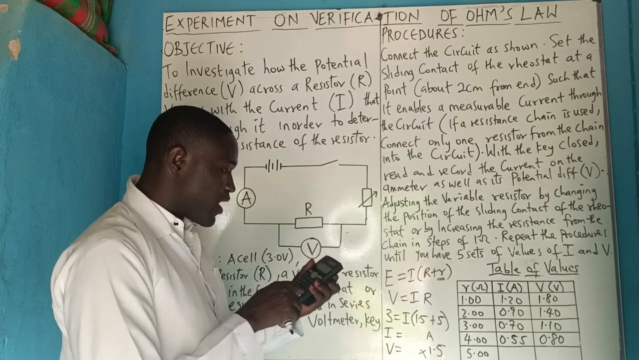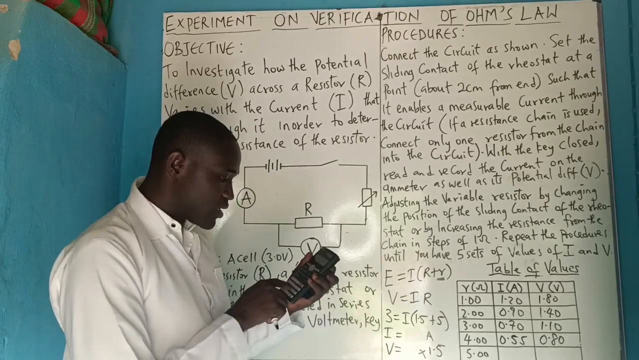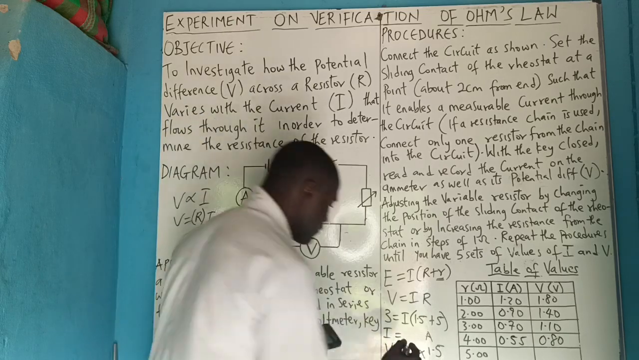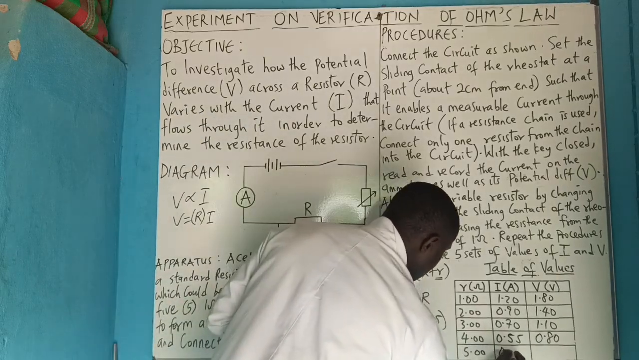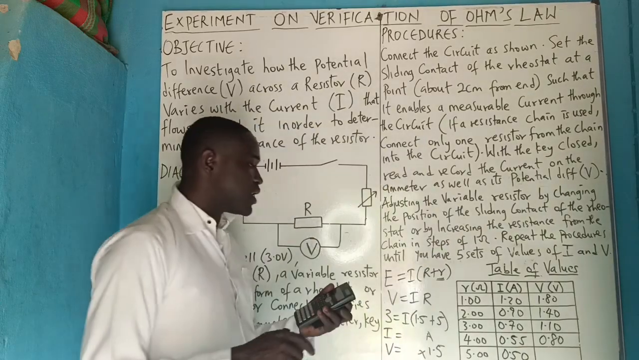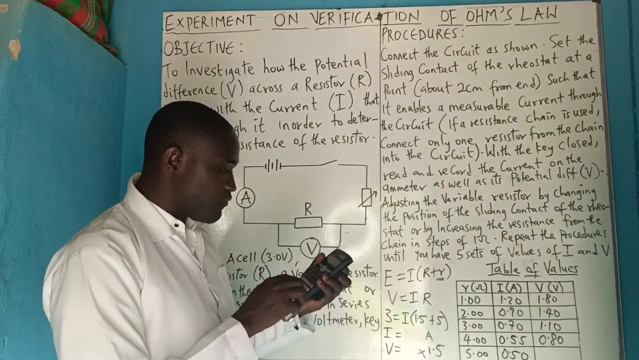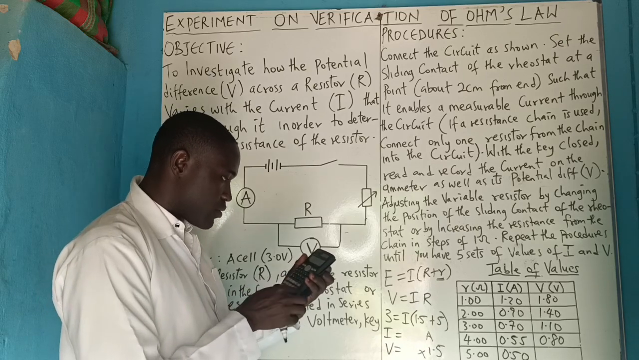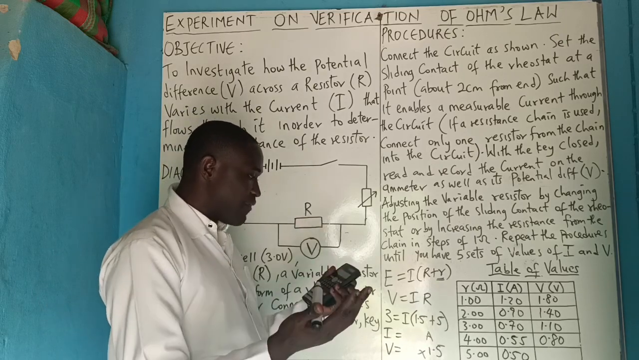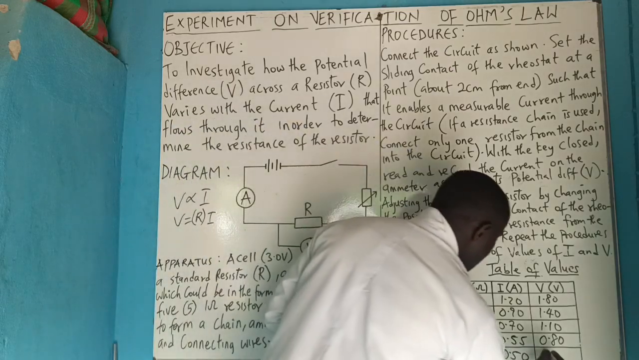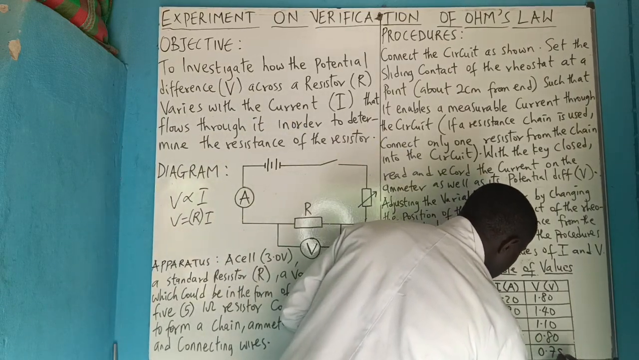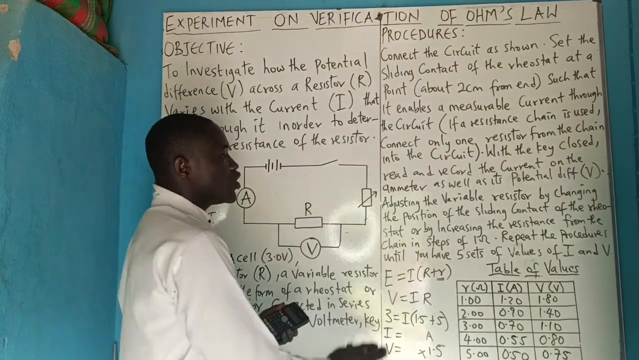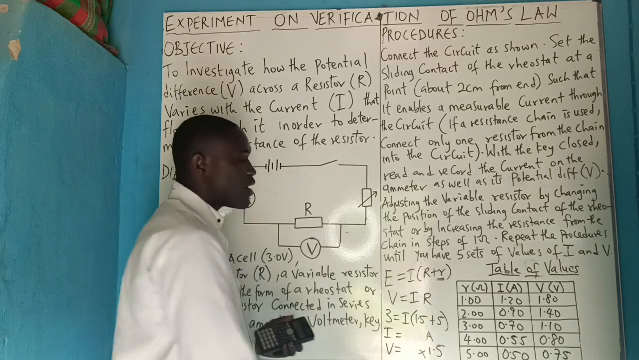Yes, we go again, change here to be 5. 5 plus 1.5, 6.5, use it to divide 3. 3 divided by 6.5 is 0.50 approximately. 0.5 times 1.5, 0.75, okay? In between 0.7 and what? 0.8. Yes, with this, you have gotten your table of values for this experiment.